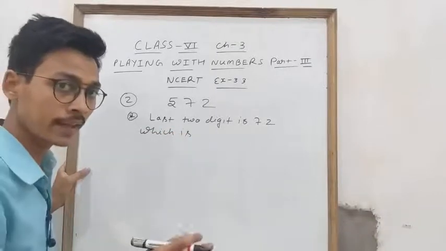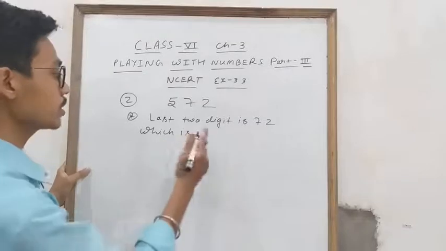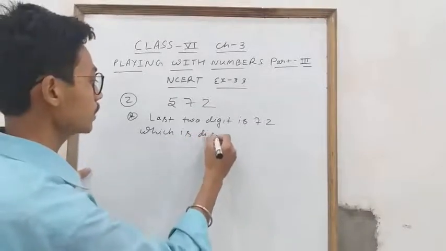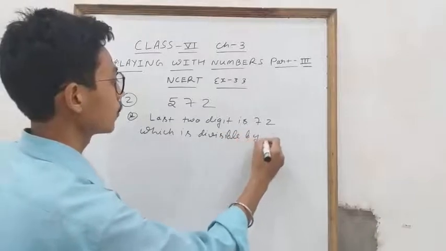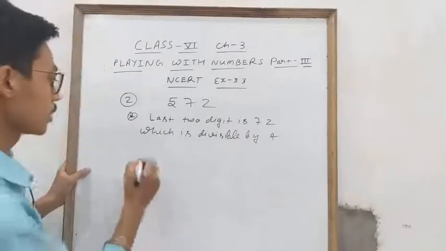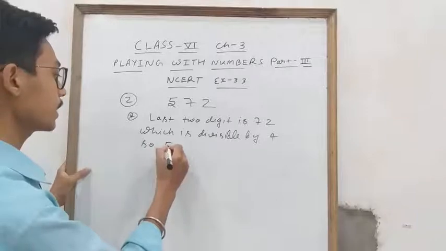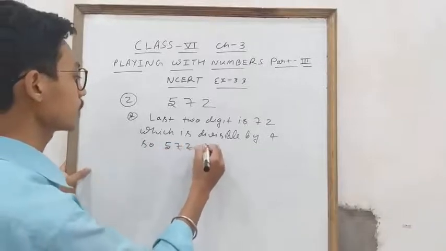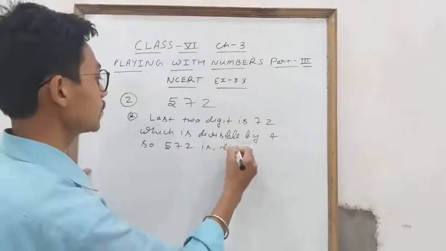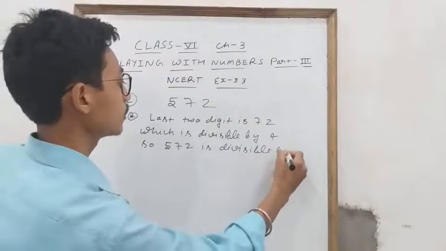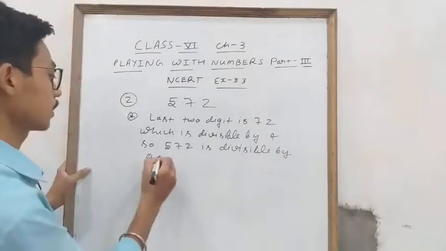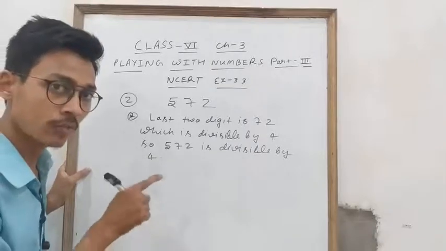If you don't know, you can divide and see whether it is divisible by 4. Okay student? So 572 is divisible by 4. This is the proper explanation student. You have to write it down like that.